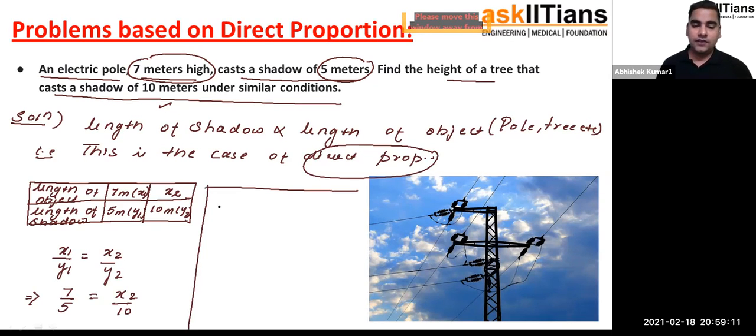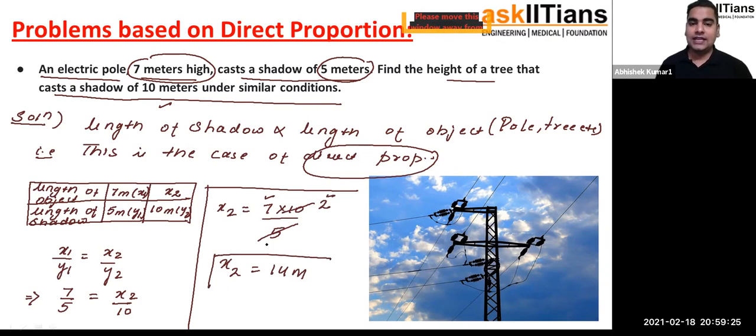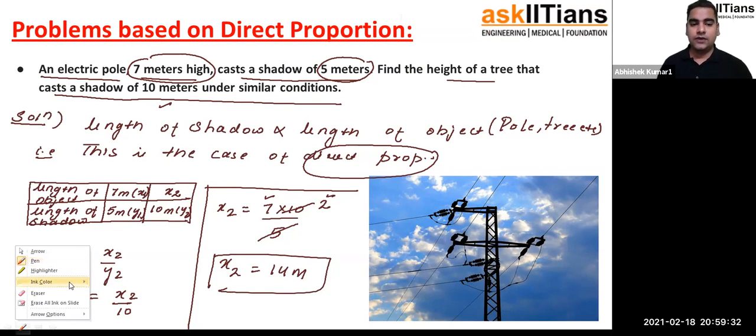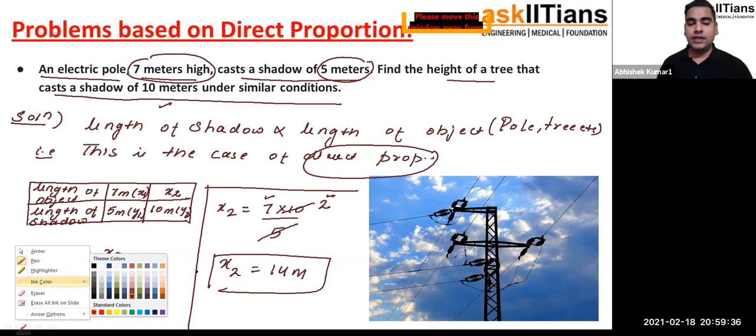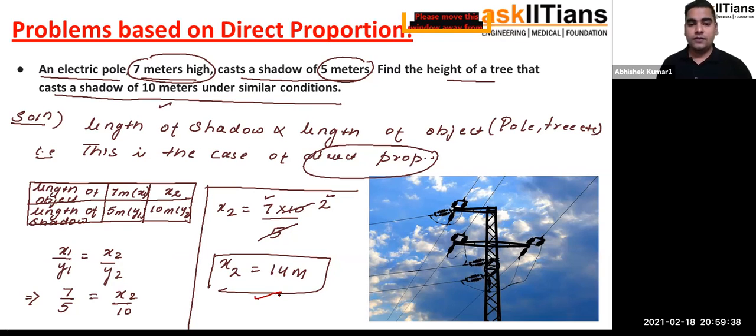So what will you get? You will get X2 is equal to 7 into 10 upon 5. So this 5 will cancel this 10 two times. So what will you have? You will have X2 is equal to 7 into 2. And what is 7 into 2? That is 14. That means the length of the tree that we are talking about here must be equal to 14 meter for the length of the shadow to be equal to 10 meter.